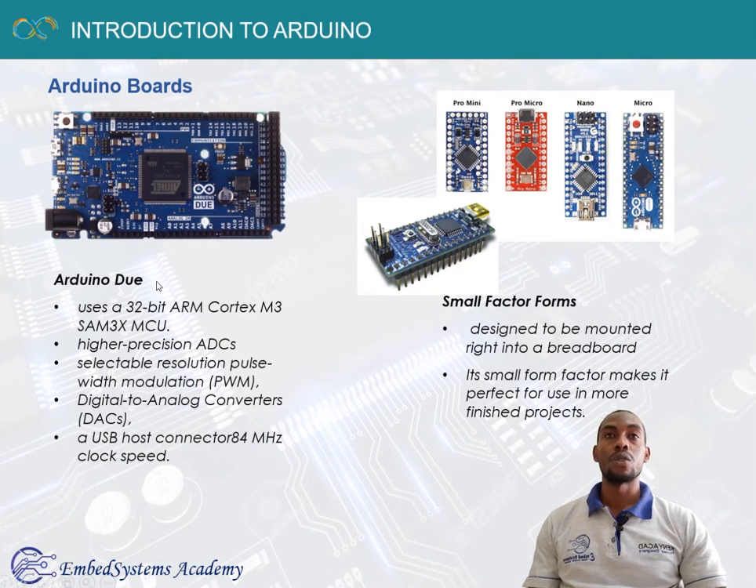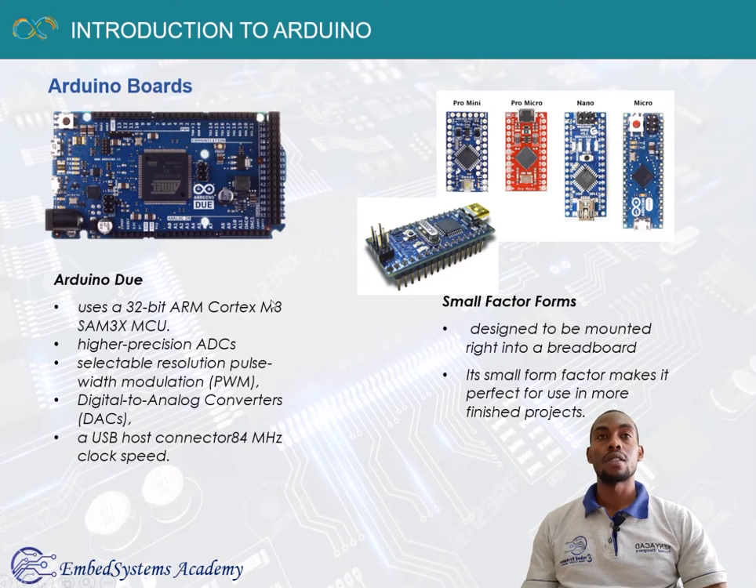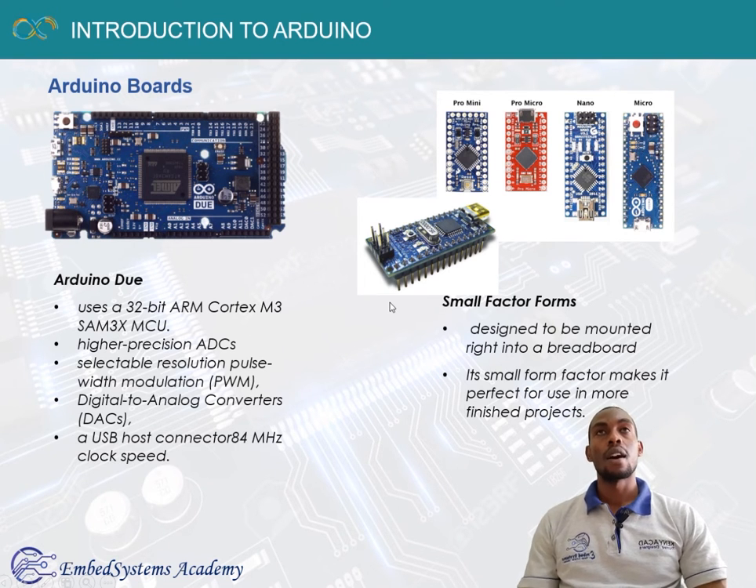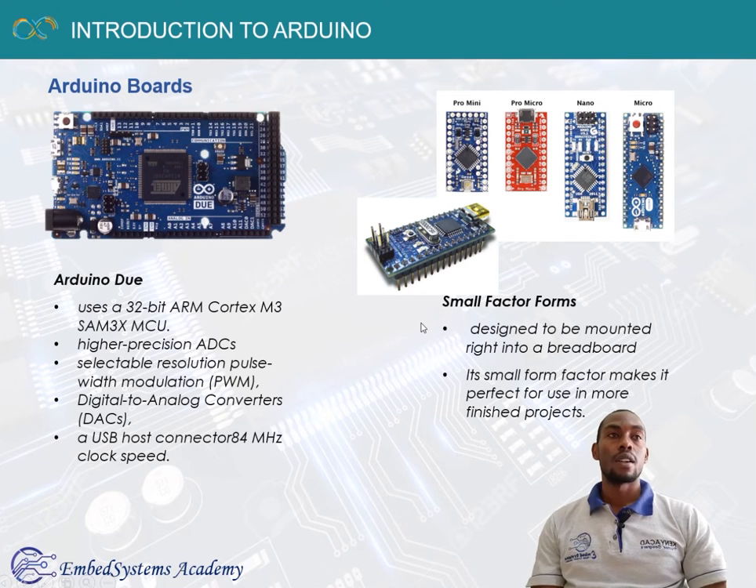And then we have Arduino Due. This one I told you, it uses a 32-bit ARM Cortex M3 microcontroller. It has a higher precision analog to digital conversions. And then it's more powerful than the Arduino Mega. And then we have small form factor Arduino boards. These are designed to be mounted right into a breadboard. And also they are more usable in finished projects that you want to compact in small size.